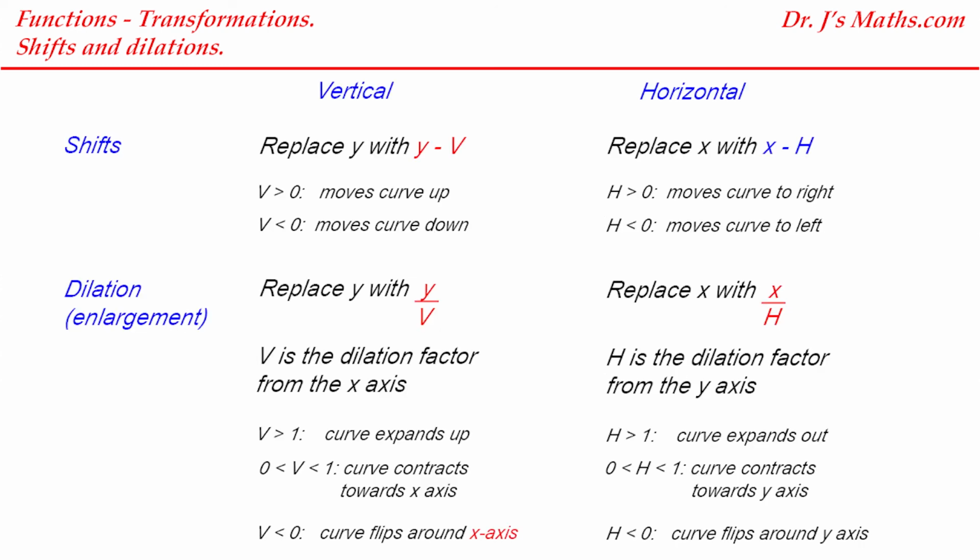I've also included a table which is going to take you a little while to read, but I'm just putting it here for completeness, which gives you the vertical and horizontal actions that you're going to take and the interpretations for shifts and then for dilations. Now you don't have to worry too much about that table, just recognise it's here because it's also reported again on the website drjaysmath.com.